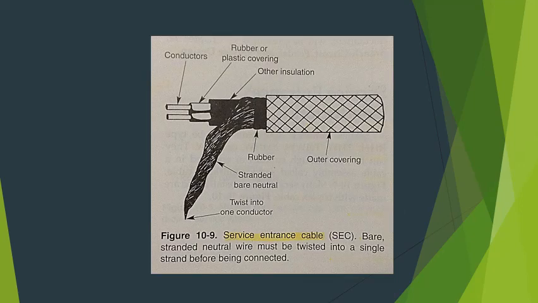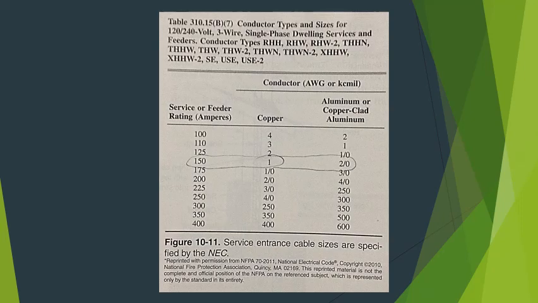Service entrance conductors. The service entrance conductors may be type RHH, THW, THWN, or XHHW, or RHW. They can be run through conduit or enclosed in a cable assembly called the service entrance cable. See figure 10-9. Many service drop installations are made with triplex cable. Figure 10-10.